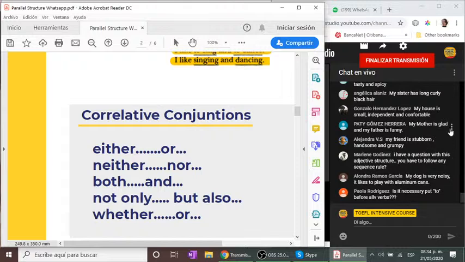I have a question with adjective. Do you have to follow any sequence rule? No, the sequence would be, again, cohesive, parallel and cohesive. It needs to make sense. And usually adjectives go before the noun, Marlene. The red car. The beautiful girl. Not the girl beautiful.